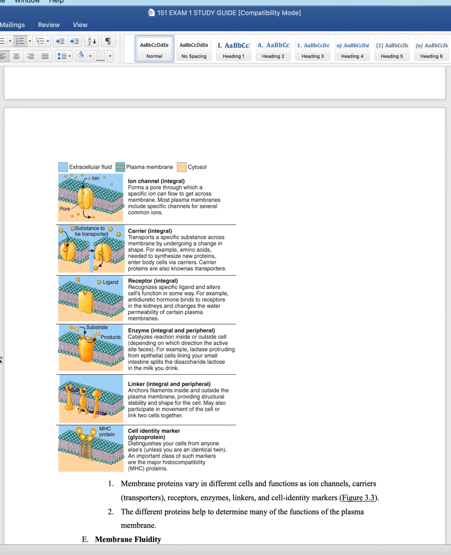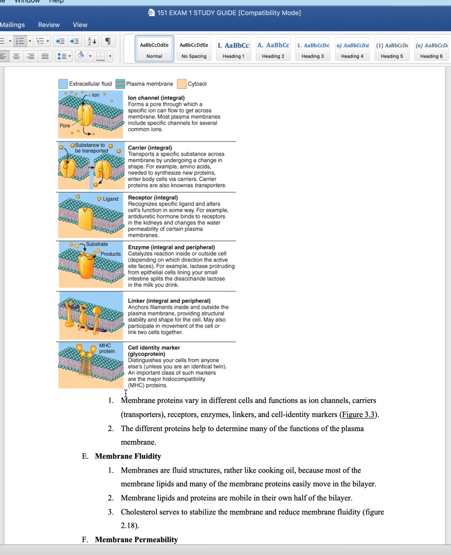All right, we can also have enzymatic proteins. We just talked about enzymes and what they do. Sometimes they're found on the outside of the cell, sometimes on the inside of the cell. They can be integral going all the way through, or they can be peripheral on one side or the other. We have linker proteins, which are functional proteins that are integral and/or peripheral. And basically these are going to be structural proteins that anchor things from one side to the other.